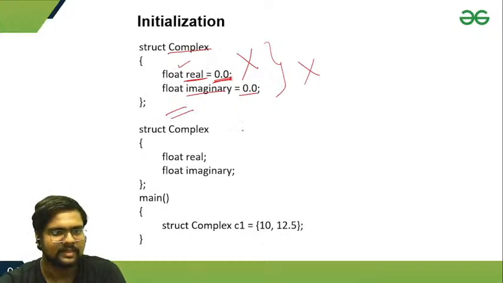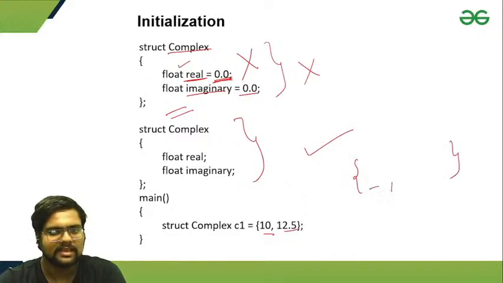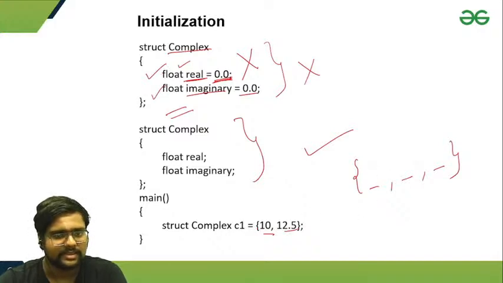The correct way to initialize is this. First, we declare our structure and then we initialize. To initialize the struct variable, we can use curly braces and assign the values one by one according to the data types that are present here. So in this case, 10 will be assigned to the real part, and 12.5 will be assigned to the imaginary part of this complex structure.